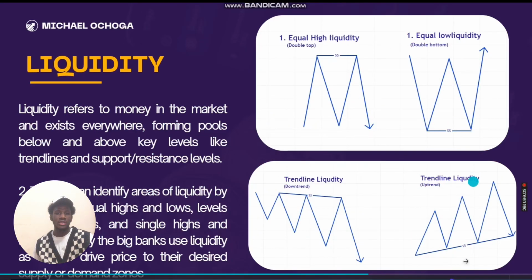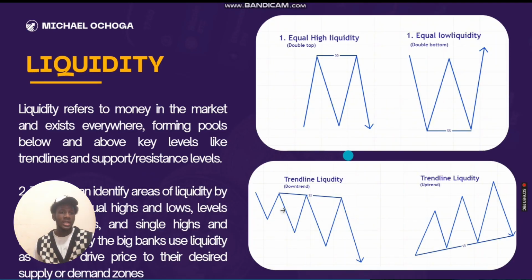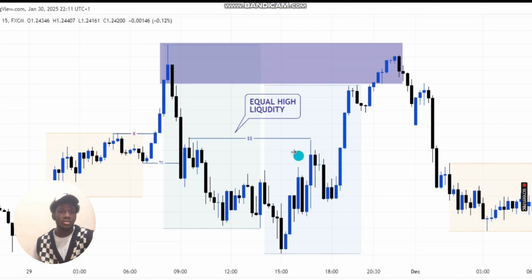We also have the uptrend line. Can you see 1, 2, 3 touches, and then you can expect price to manipulate. Basically, the big banks, right, smart money, use them as liquidity to move price to their intended direction. So let's go to the next.